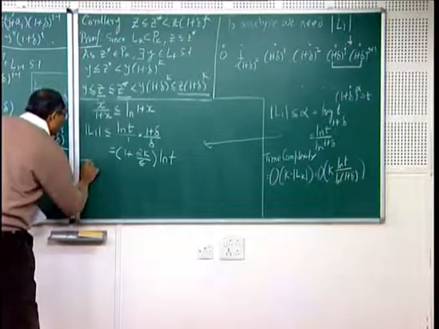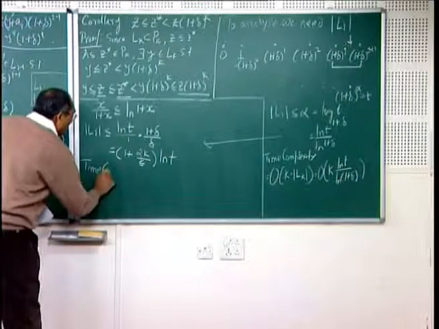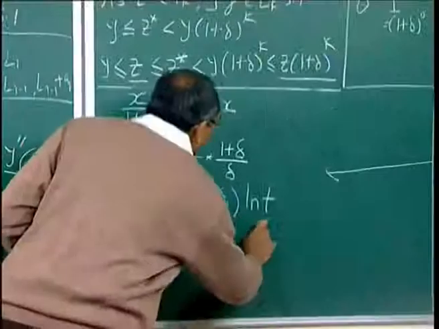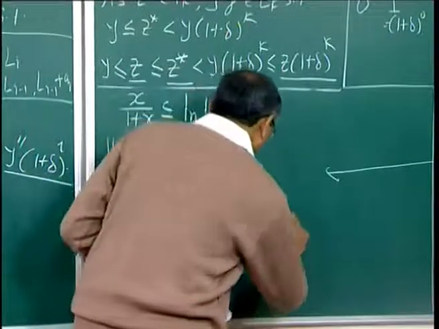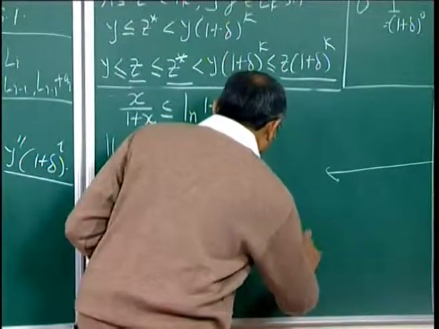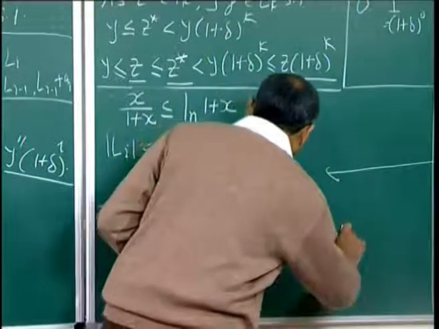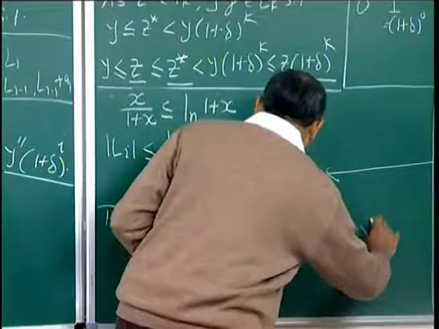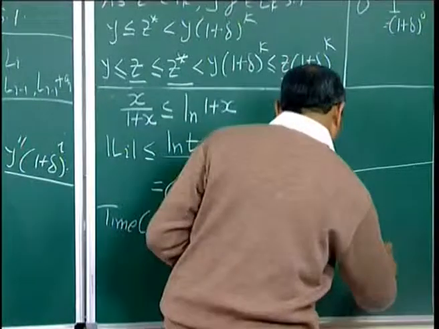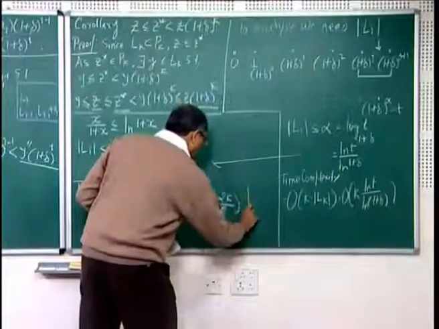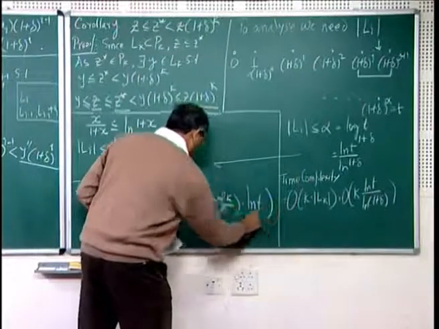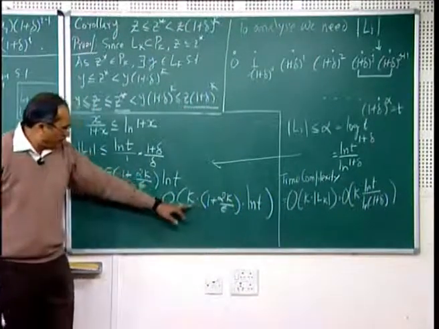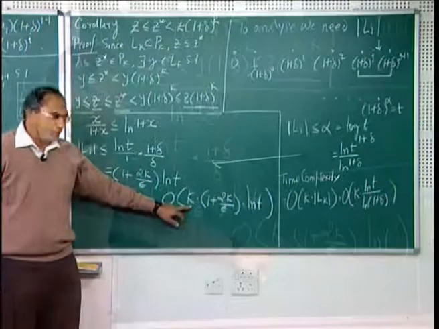So, time complexity is now equal to k times 1 plus 2k by epsilon times natural log of t. Now, let us take a look at this. K is one of the input parameters.